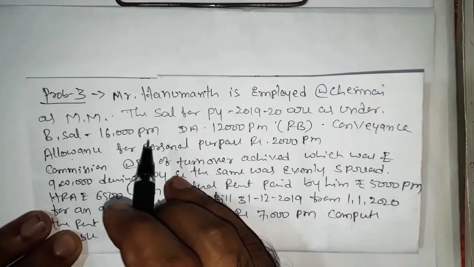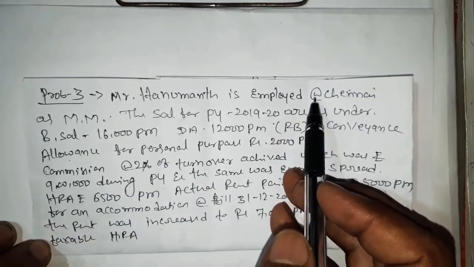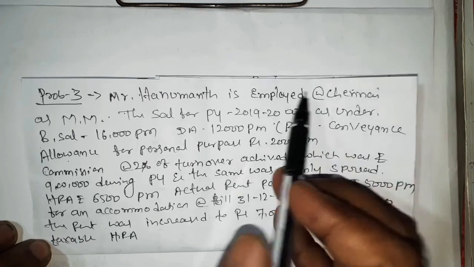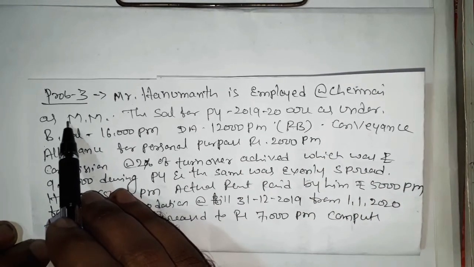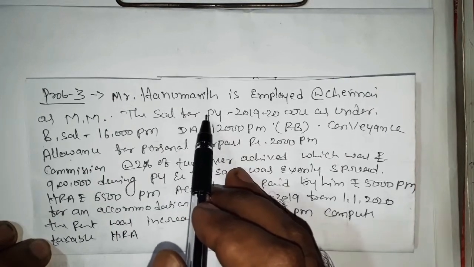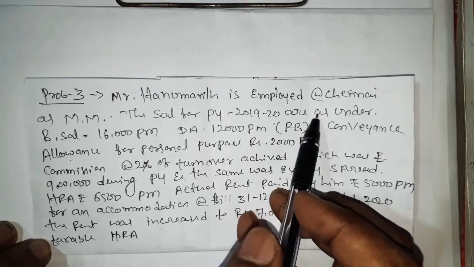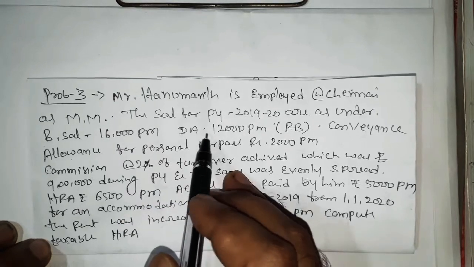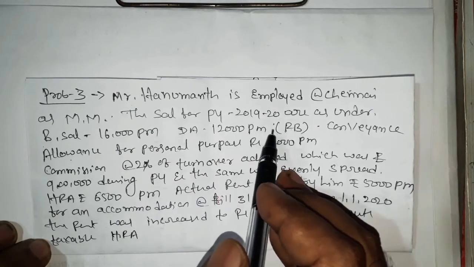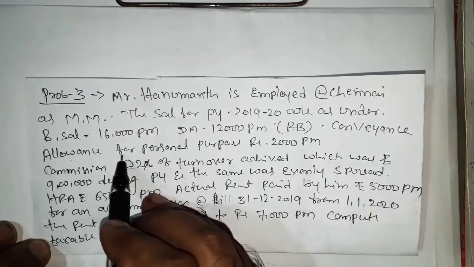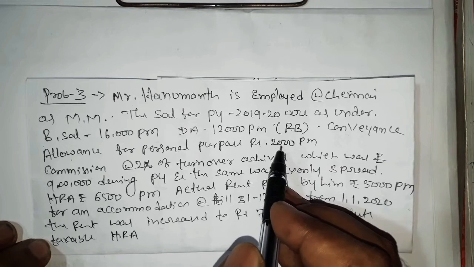The problem is as follows. Mr. Hanumanta is employed at Chennai. Chennai is a big city, keep it in mind. When Chennai, Mumbai, Delhi, Kolkata comes, it is 50% of salary. He is working as a marketing manager, and the salary for the previous year 2019-20 is as follows. The basic salary was 16,000 rupees per month. DA is 12,000 rupees per month, which in the bracket covers under the retirement benefits. Convenience allowance for personal purpose is 2,000 rupees.